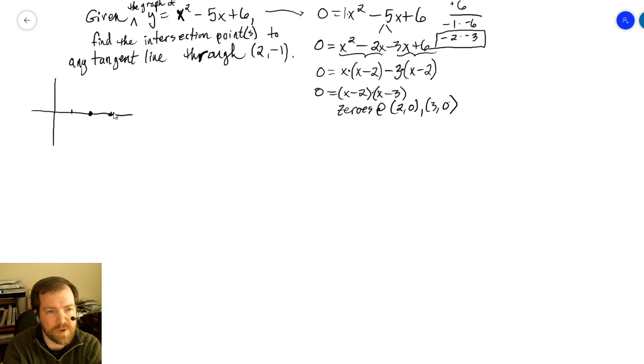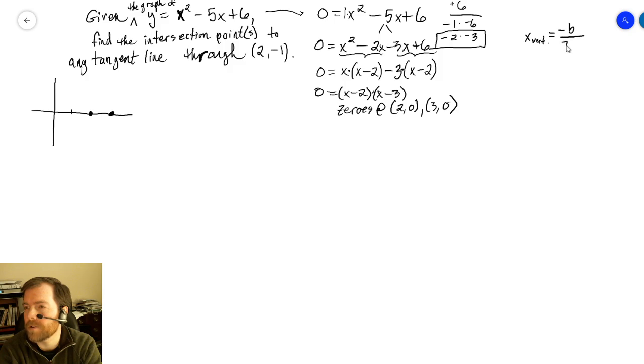Okay, so 1, 2, 3 going across. We have zeros at (2, 0) and (3, 0). If we want to know where the vertex is for this thing, again, this is kind of optional. Remember that the x for the vertex is going to be equal to -b over 2a. Sorry, my mouse froze there for a second. I hate it when that happens. In this particular case, b is -5, so -(-5) over 2 times 1 is +5 divided by 2 for the x for the vertex.